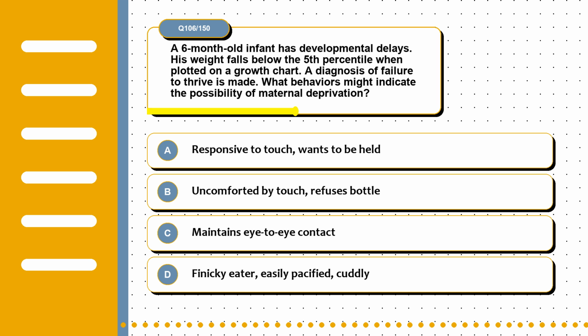Here are the options. Option A. Responsive to touch, wants to be held. Option B. Uncomforted by touch, refuses bottle. Option C. Maintains eye-to-eye contact. Option D. Finicky eater, easily pacified, cuddly.